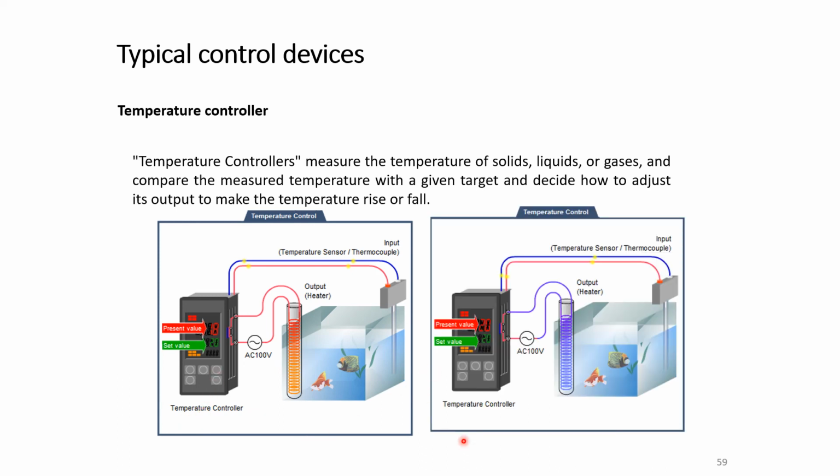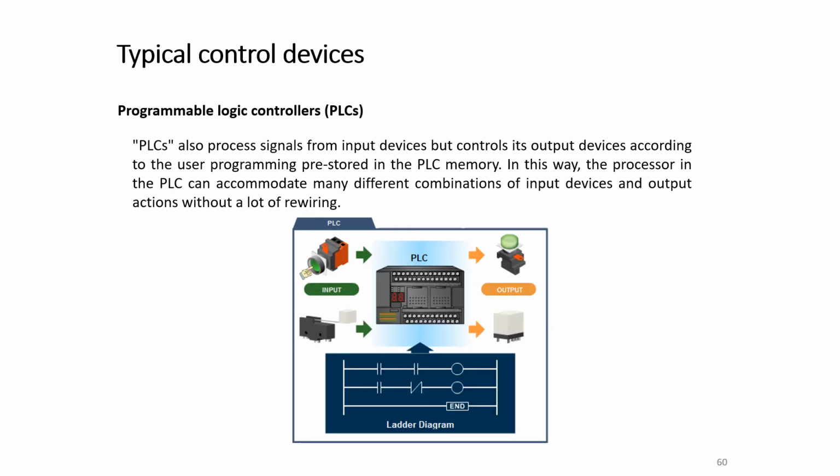So now after a while the temperature of the water will be 20. So the temperature of the water rose from 18 to 20, and then since it's the same as the set value, the relay will be de-energized and the heater will be off.